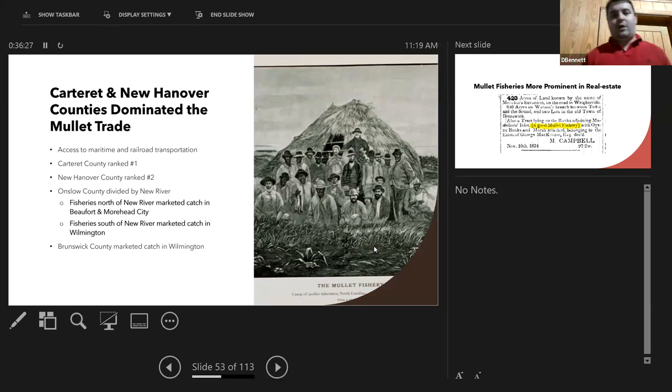Eventually Carteret and New Hanover counties dominate the mullet trade. This came about because of access to both maritime and railroad transportation. Carteret County became number one. New Hanover County was number two. And Onslow County did a lot of mullet fishing, and they're kind of split between New Hanover and Carteret, with the dividing line being New River. If you're north of New River, you're going to Carteret County. If you're south, you're going to Wilmington. And Brunswick County was fishing a lot of mullet as well that was going into Wilmington.